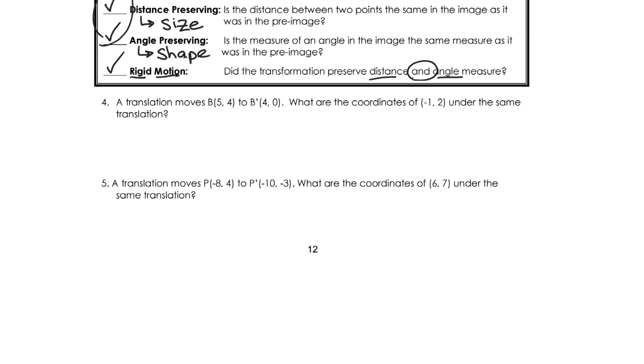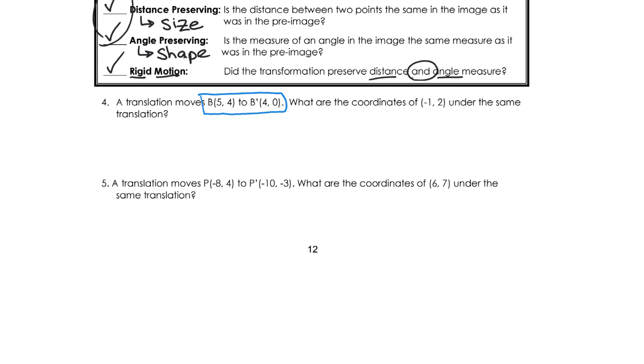Number 4 says that a translation moves B, who's at 5, 4, to B prime, who's at 4, 0. They want to know what are the coordinates of negative 1, 2 under the same translation. Well, we got to back it up. We don't know what the translation is.